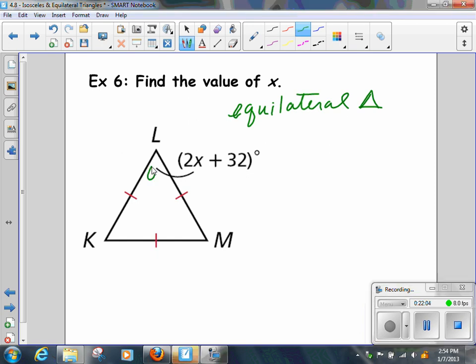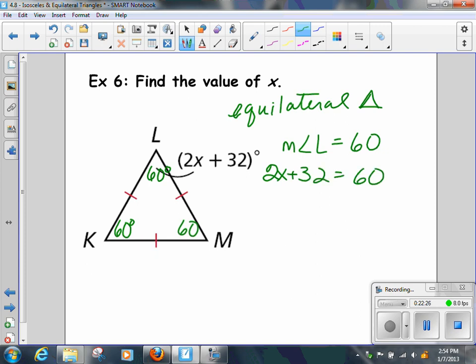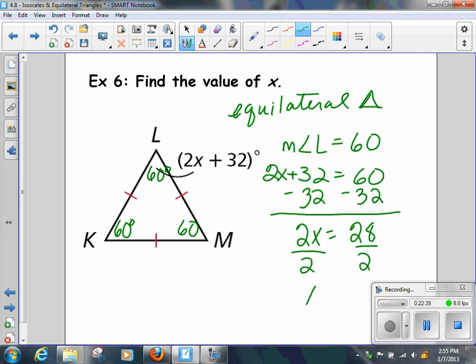60. Very good. All angles are equal to 60, but you also have angle L is equal to 2x plus 32. How am I going to solve for x? Anybody? The measure of angle L, I'm going to put that it's equal to 60. We know that the measure of angle L is 2x plus 32, right? Subtract 32 from both sides. 28. Divided by 2, and what do you get? 14 you get.